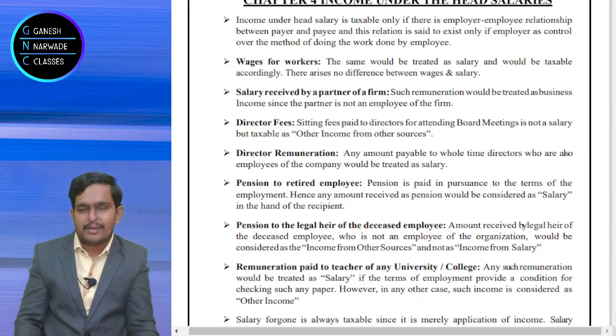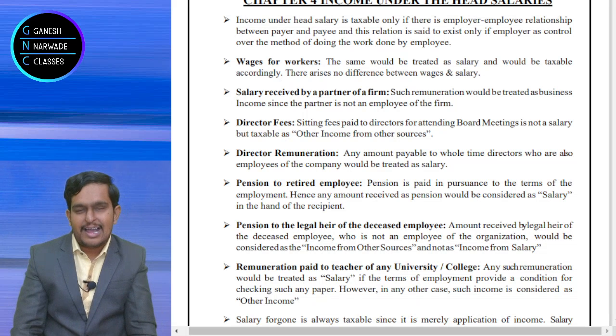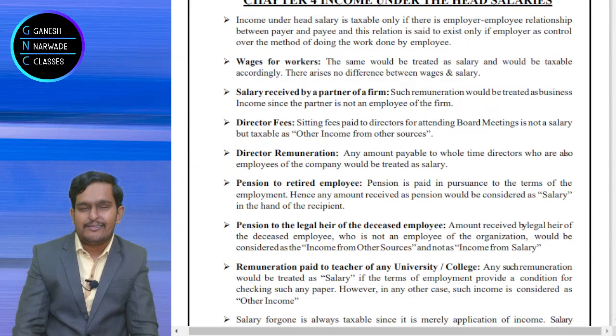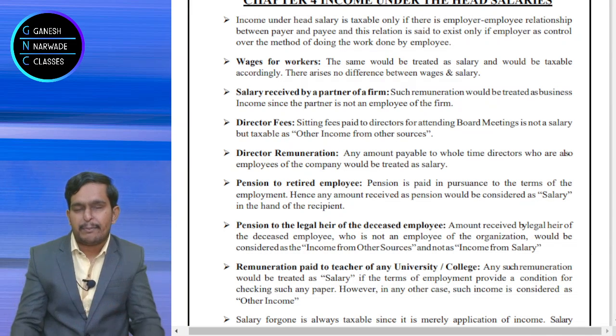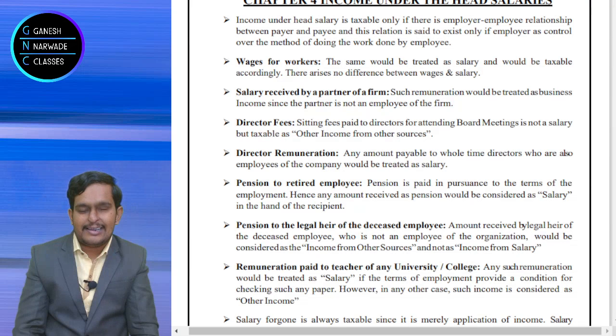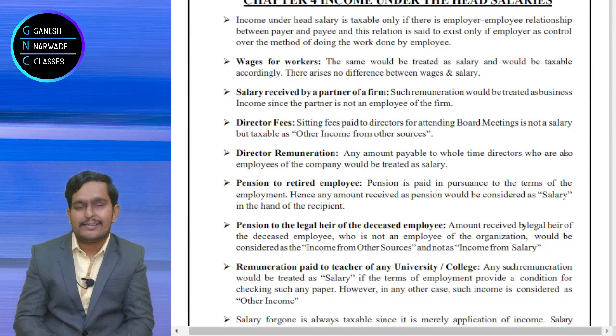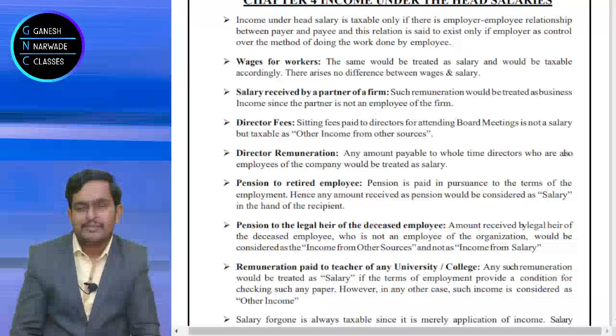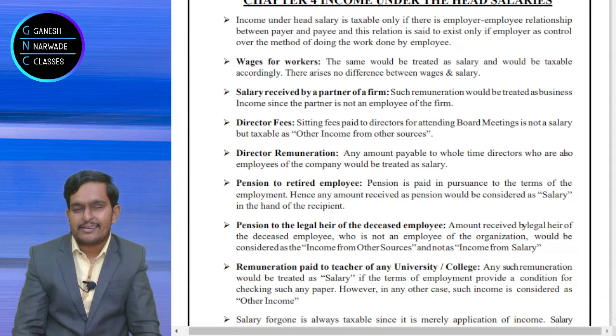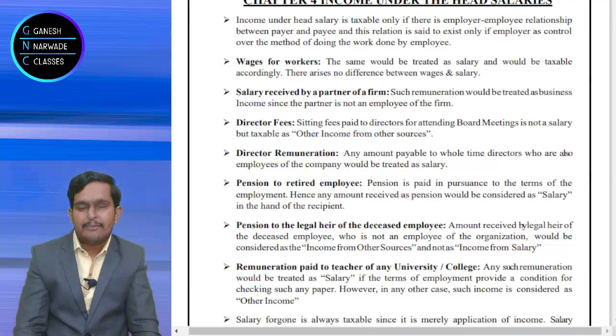Suppose you are working in a college. Suppose I am working in XYZ college as a full-time employee, and receiving salary. I was asked to correct the papers. So I corrected the paper. They paid additional money to me. Then that additional amount received is also taxed under salary. But suppose I correct the papers of CA Institute, CMA Institute, CS Institute, Osmania University, or maybe IIT, IIM, whatever, and I get some fees for correcting the papers. This is taxed under income from other sources. Why? I am not an employee of any of these institutions. Clear?